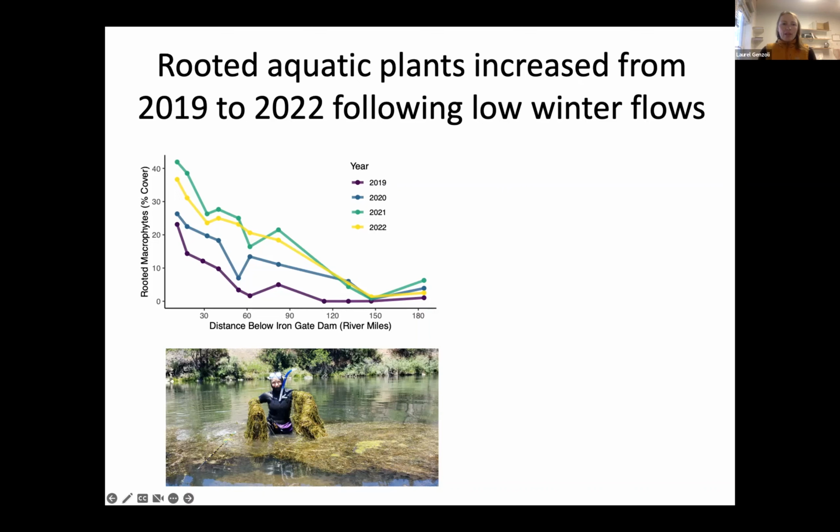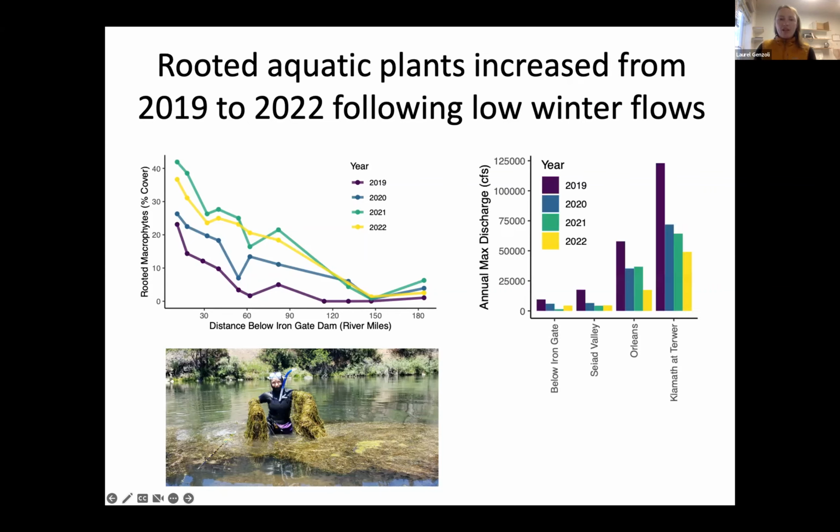And so in this plot here, 2019 is the purple line, showing the lowest cover. And you can see there was a pretty consistent increase from 2019 to 2021, where it kind of stabilized or was similar between 2021 and 2022. And we think that this has to do with the lack of scouring flows in the past 3 years.